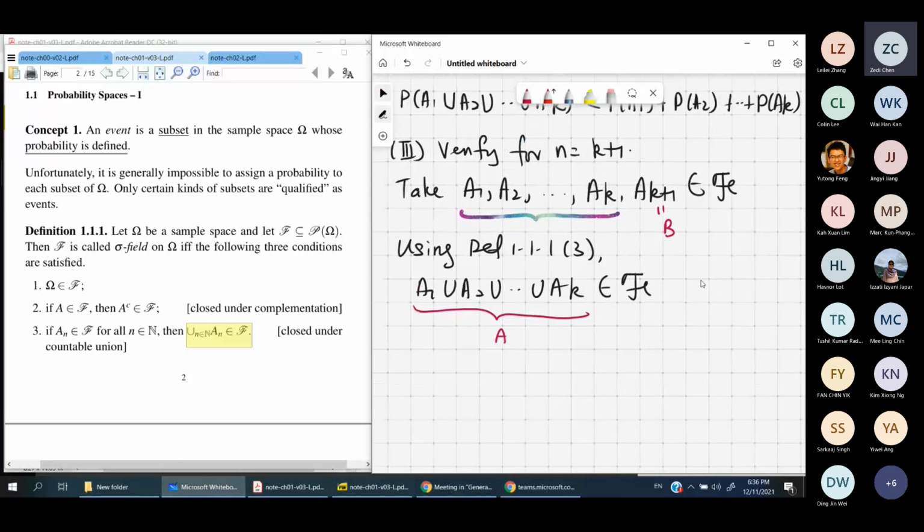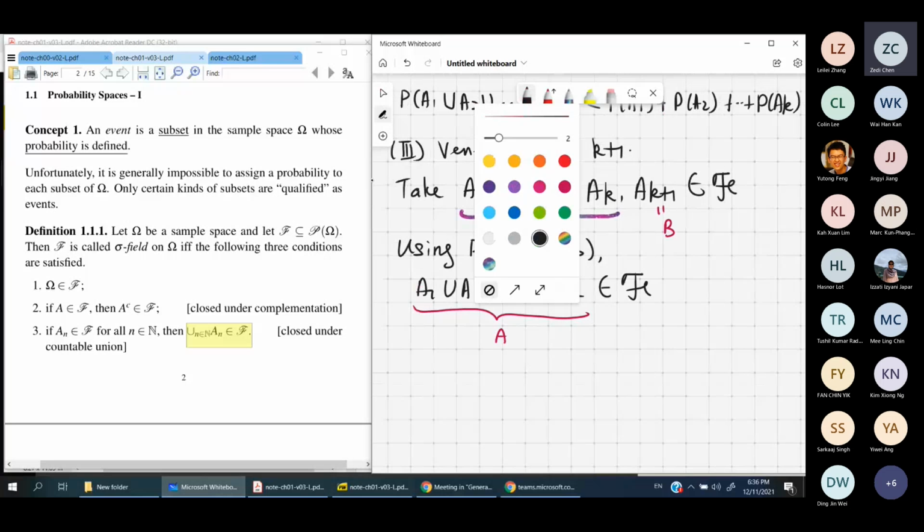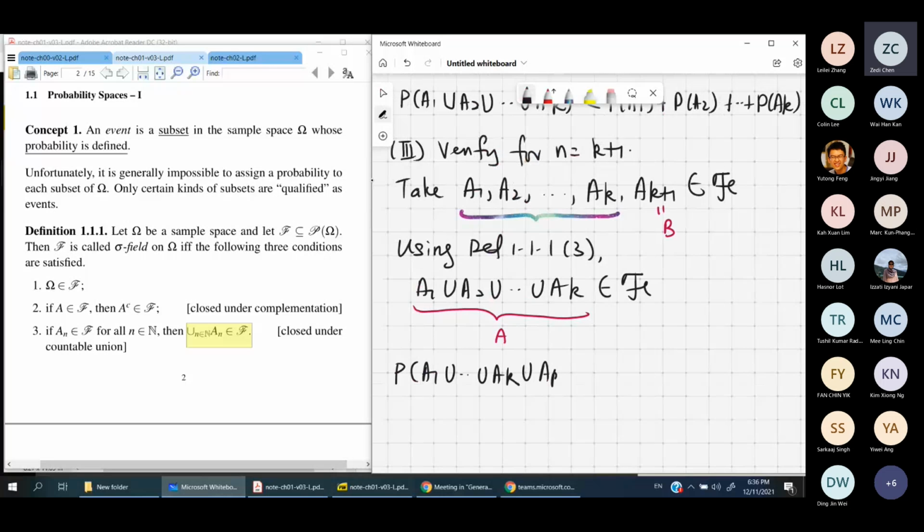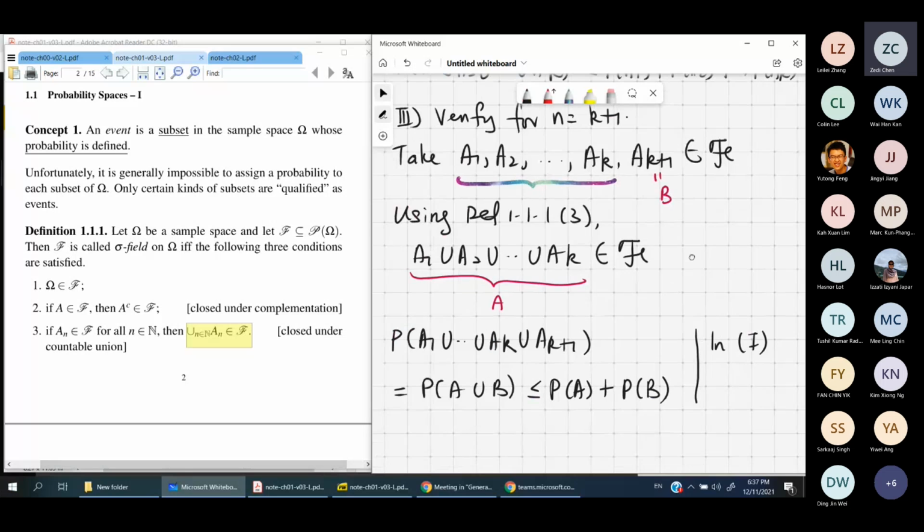So in this case, we can say that P of A1 up to AK and AK plus 1. First we have verified this already, so this is true for n equals 2. So this can be written as P of A or B. We have assumed this is B, this is A, and this whole thing will be A. Then this is less or equal to P of A plus P of B. We have actually verified this in part 1.